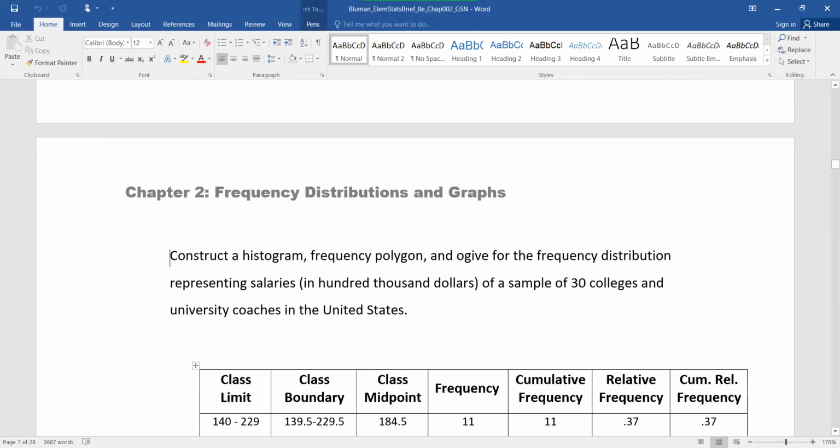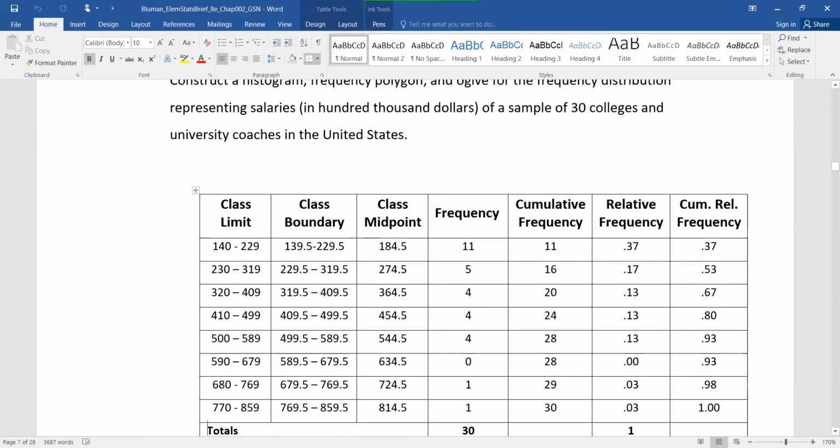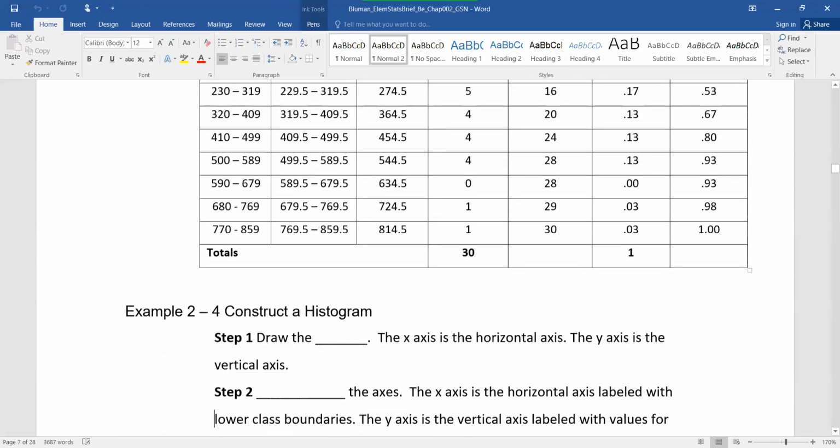All right, so they want us to construct a histogram, a frequency polygon, and an ogive for this frequency distribution, representing the salaries in thousands of dollars of a sample of 30 colleges and universities. So we're going to take this chart that you've created and represent it in three different types of graphs. There we go. So there's all of our answers.